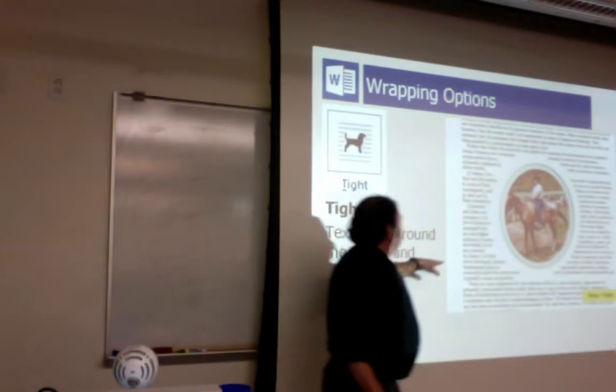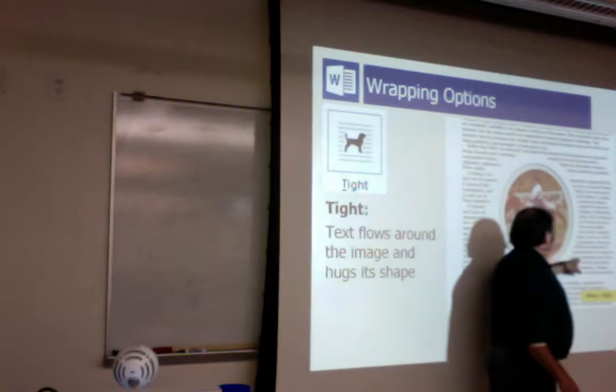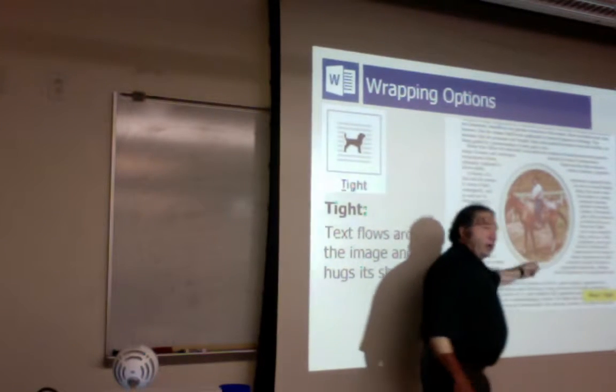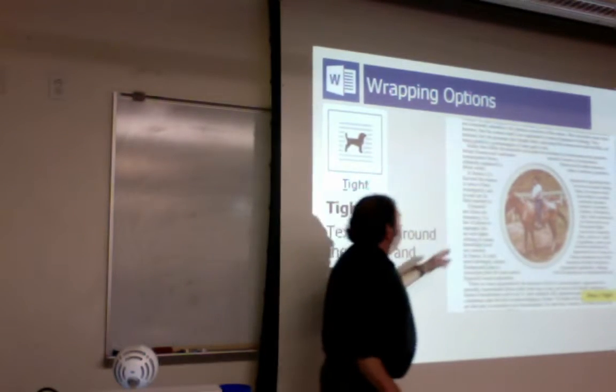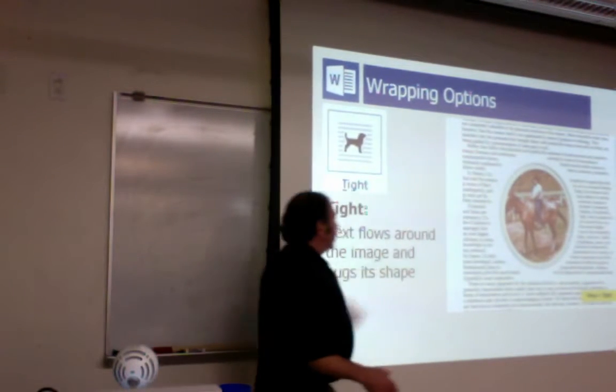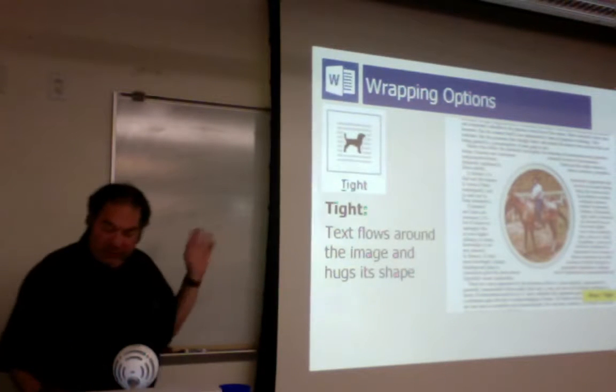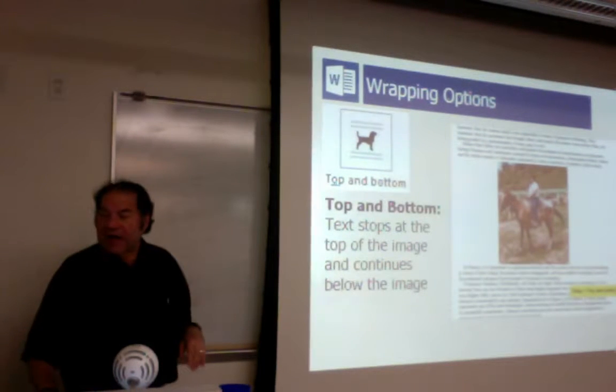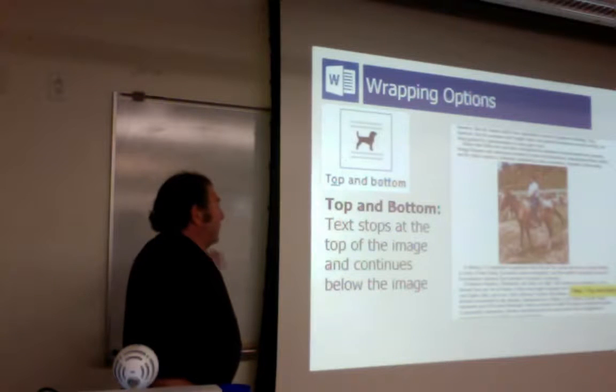Again, you're interrupting the reader. In brief, they're going to have to read across the image. So again, as I said with the rectangle, if you put it back against one of the margins, it'll probably work better. But you can do that sort of thing. Top and bottom, just what it says.